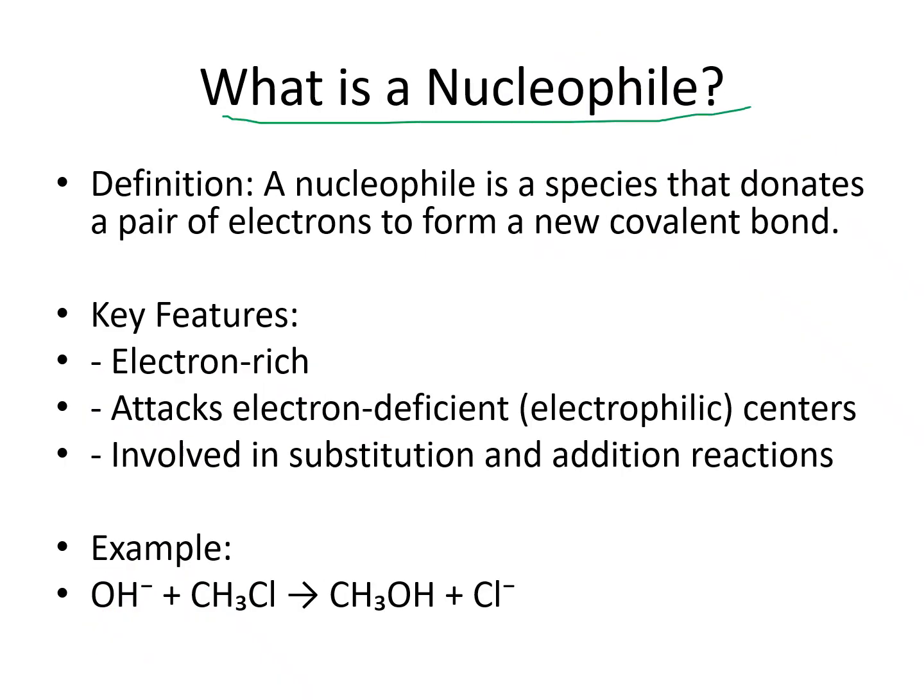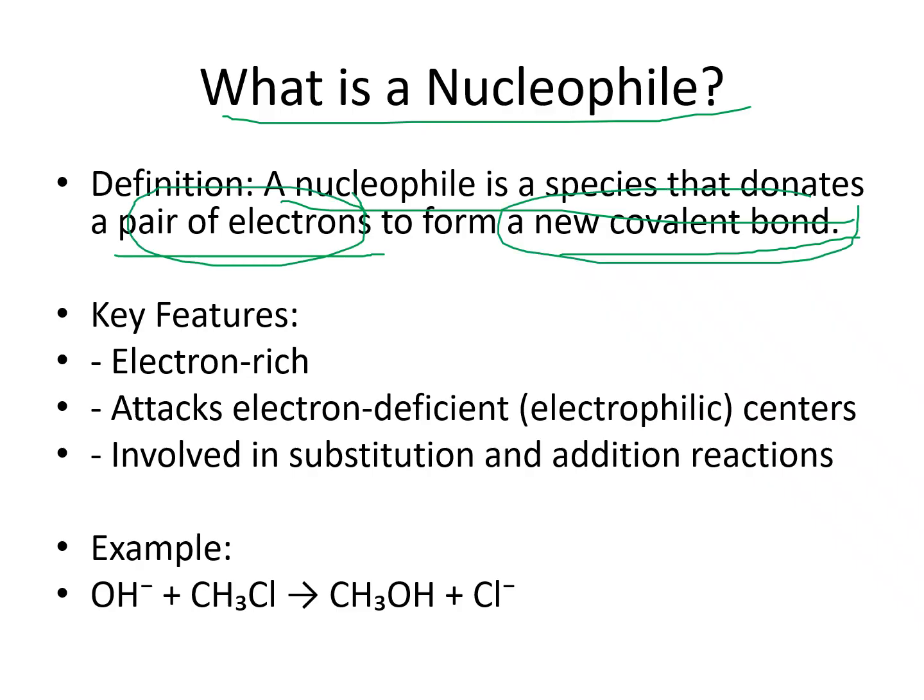So what about a nucleophile? A nucleophile is any species that can donate an electron pair, right? And it will always result in the formation of a new covalent bond. Previously we saw that a base was a species that picks up a proton, whereas a nucleophile has nothing to do with a proton. If any species does not pick up a proton but donates an electron pair and forms a new covalent bond, then that species will be considered a nucleophile.